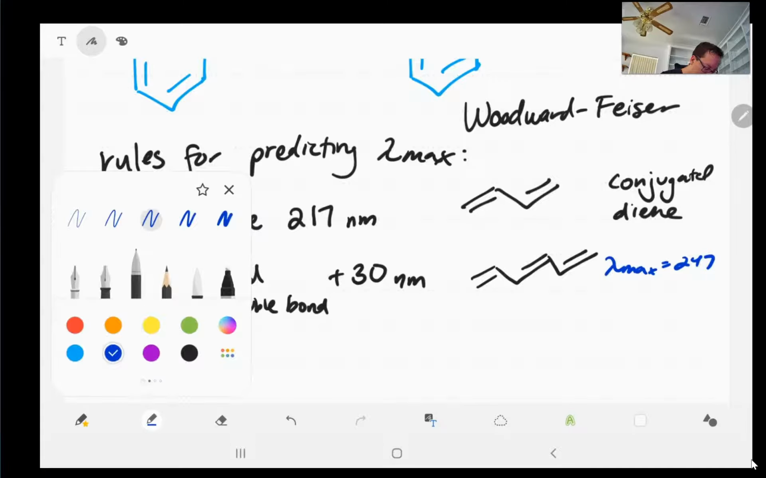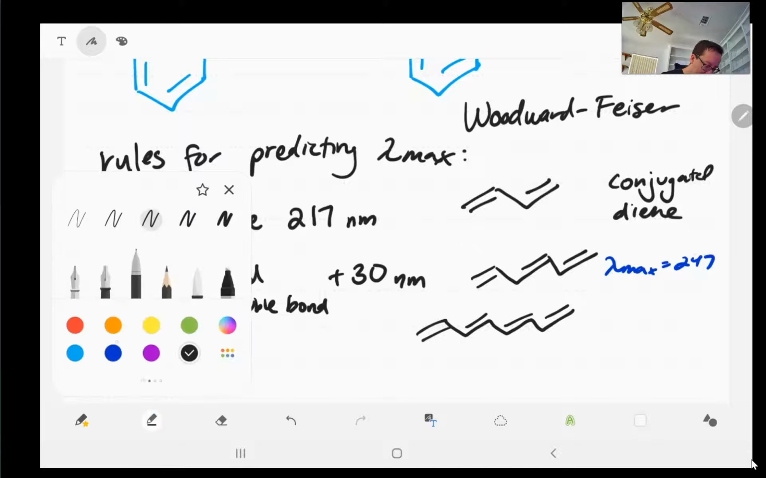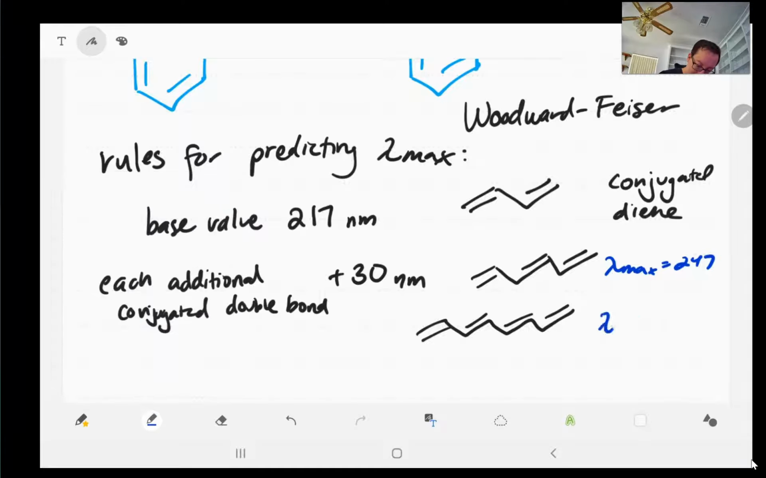Or if we were to say, let's instead have, as long as they're conjugated, so that means they're alternating, right? So for this one, the lambda max, we would expect it to be 277 nanometers. So still in the ultraviolet range, but we see here we're getting more and more.